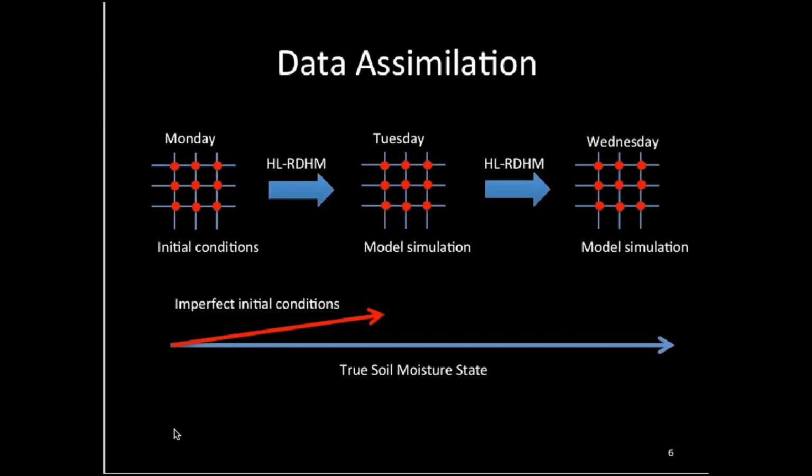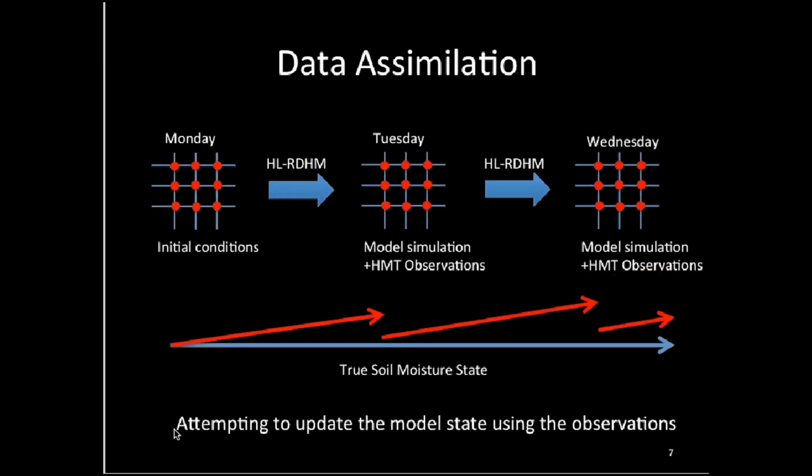So what happens if the initial conditions that we established today are not completely accurate? As we continue to run the model through, we can see that these errors propagate through each simulation round, and by the end, the simulation on Wednesday is pretty far off from the actual nature of the soil moisture field. So this might be a good place to use data assimilation to improve on these simulations.